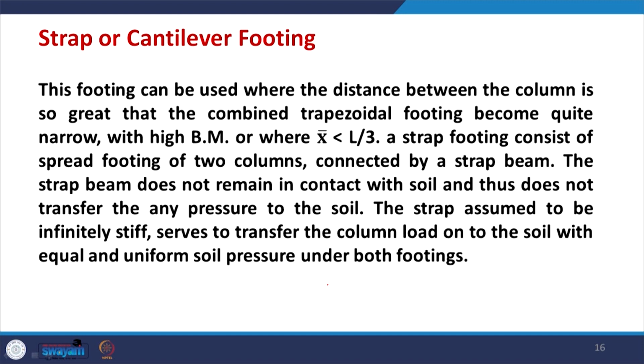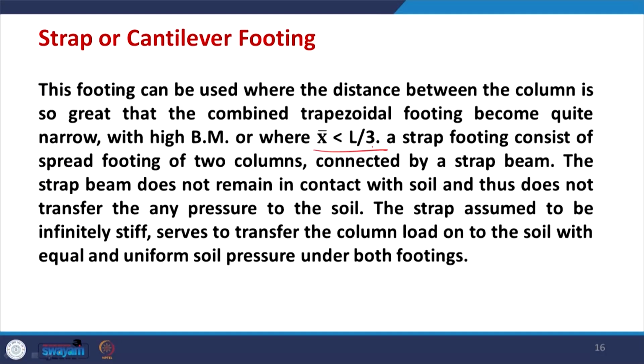Continuing, now we have the third one, called the strap or cantilever footing. This footing can be used where the distance between the columns is so large that a combined trapezoidal footing will be narrow. In the combined trapezoidal footing you have a continuous footing, its length is large and then its width will reduce and you will have high bending moments, and that is not going to be economical because of whatever you provide.